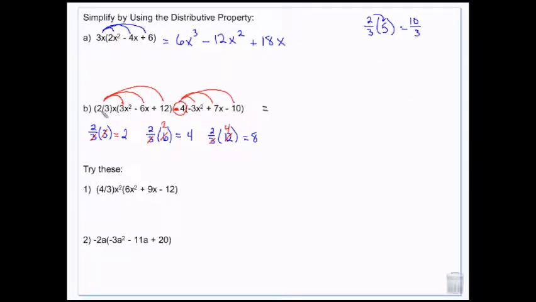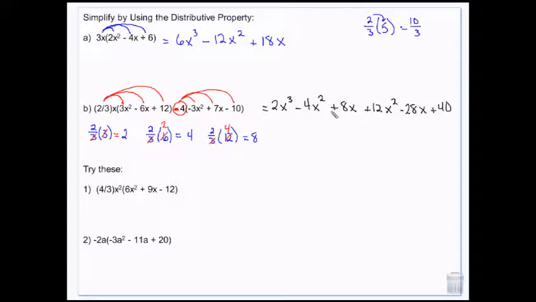Okay. So 2/3 x times 3x squared is going to be 2x to the third. And then 2/3 x times 6x, well, 2/3 times 6 was 4. So minus 4x squared. And then 2/3 x times 12 is going to give me 8x. And then my -4 times -3 gives me positive 12. -4 times 7 is -28. And then the -4 times -10 is positive 40.